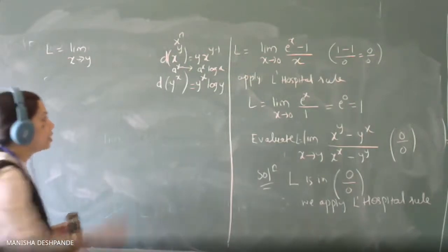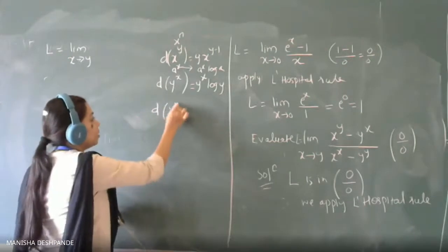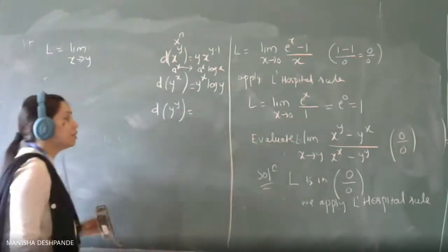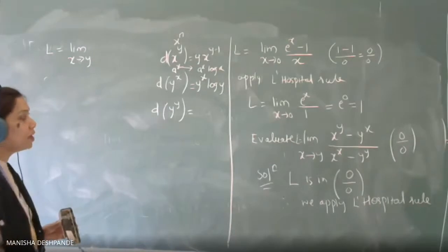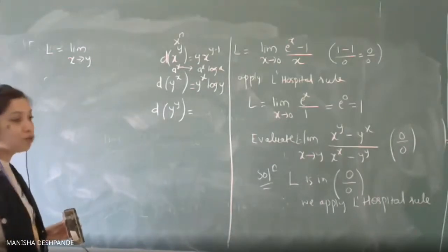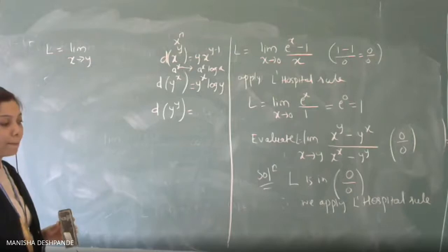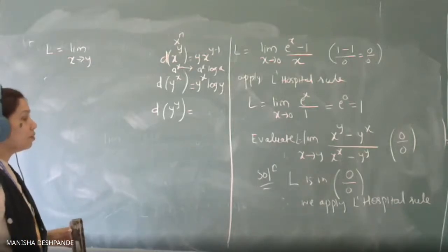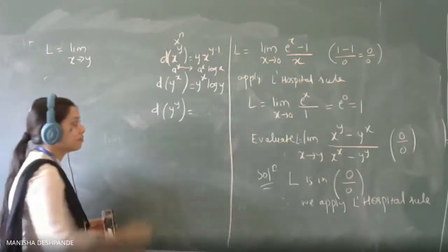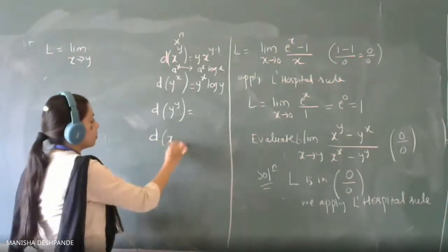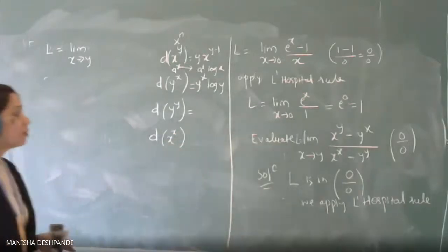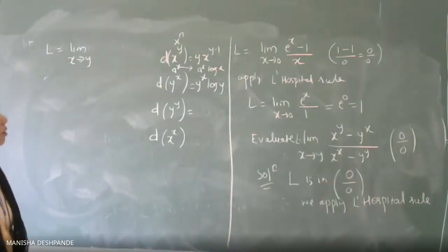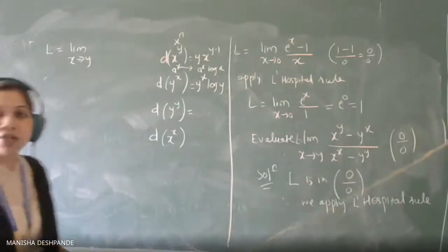Now who is next? Derivative of y raised to y. Yes, roll number 25. Can you tell me what's the derivative? Easy question this is, okay? What is the derivative of y raised to y? Hello? What's the derivative of constant y raised to y? y raised to y is a constant term. Therefore, the derivative is 0.